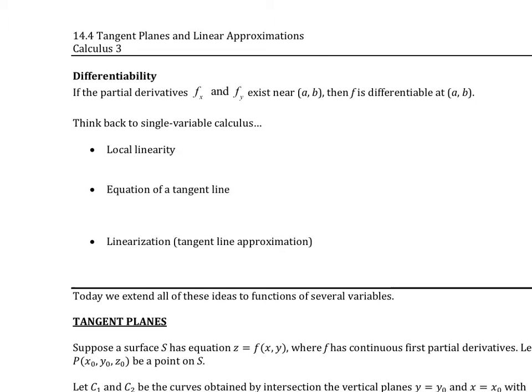That's important because think back to single variable calculus, when we talked about local linearity. We said that several things needed to be true in order for us to find local linearity: the function needed to be differentiable, and it needed to be a smooth curve. Okay, differentiable and smooth.